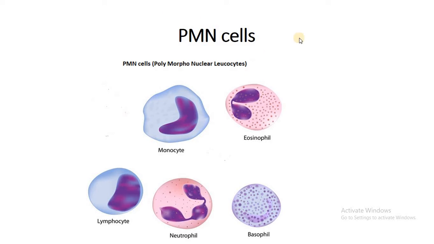PMN cells belong to the category of white blood cells. That's why they are known as leukocytes. They are known as polymorphonuclear because the morphology of the nucleus is different in each of the cells. That's why it is known as polymorphonuclear leukocytes.